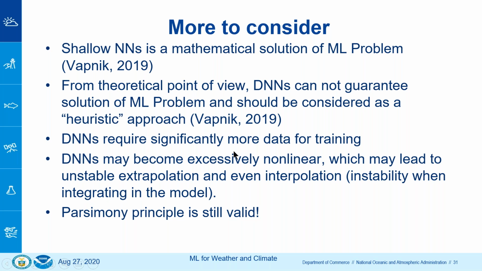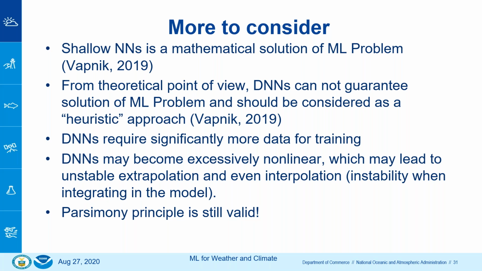First of all, deep neural networks require significantly more data for training. Why? Because when you add additional hidden layers, the number of weights of this deep neural net, and these weights should be trained, increases dramatically. And you need more and more data to train this neural net, and you do not always have more data. Deep neural networks may become excessively nonlinear. Again, with adding new and new hidden layers, the deep neural network model becomes more and more nonlinear, which may lead to unstable extrapolation and even interpolation, or in other words, instability when integrating inside a hybrid model.